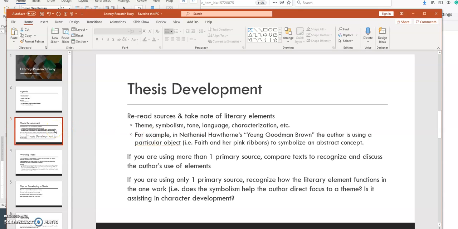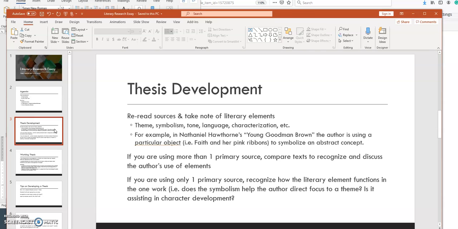If you have an idea for a thesis and it does not include identifying a literary element, you can still submit that on your outline. The outline is a preliminary writing assignment, so you do not have to have your thesis perfectly stated at this point. It's a working thesis. Then you'll have the rough draft, so you'll have another chance to revise.